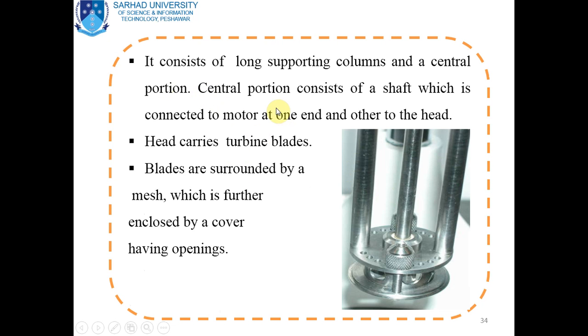This piece of equipment consists of a long supporting column and a central portion. The central portion consists of a shaft which is connected to a motor, which is responsible for rotation. At one end it is connected to the motor, and at the other end it is connected to the head. The head carries turbine blades, that is the mixing device, and the blades are surrounded by a mesh or screen, which is further enclosed by a cover having openings.